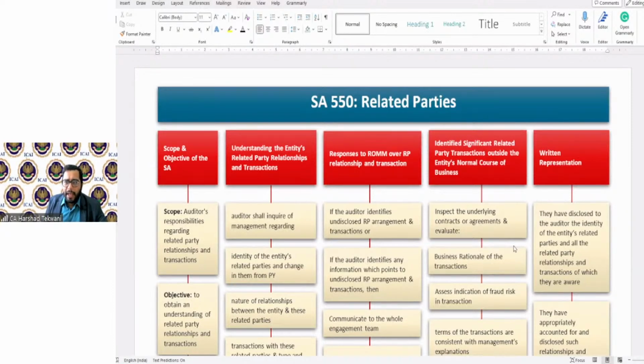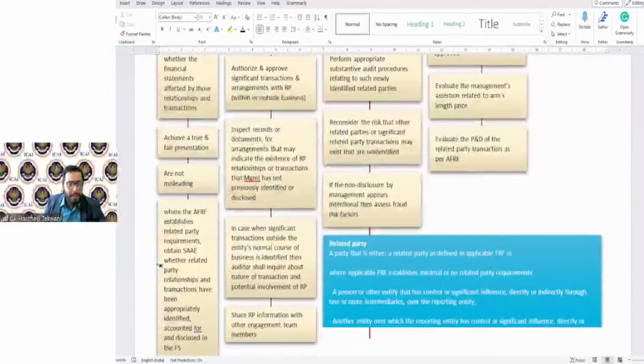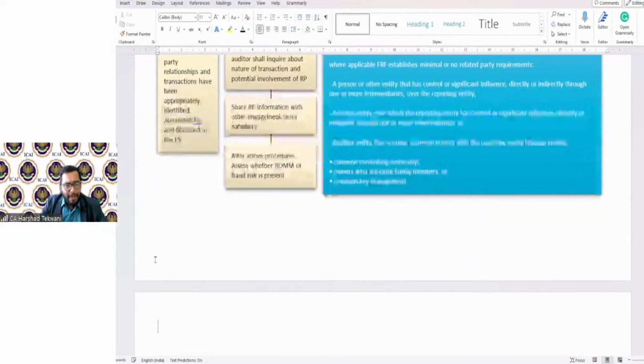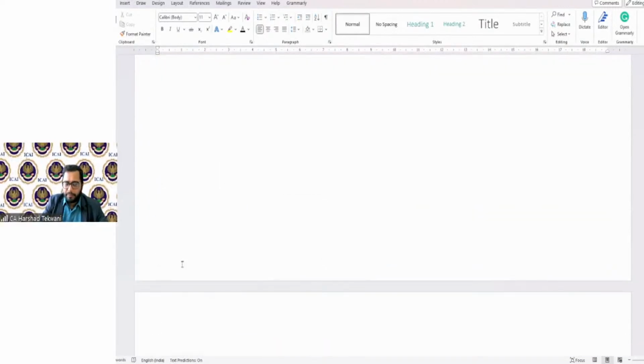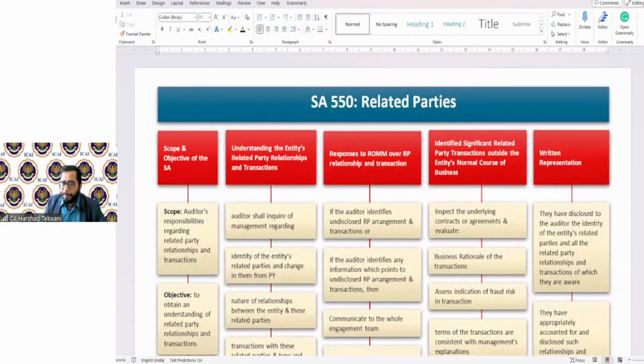Very important standard again, very critical one, because in most of the entities as of now, you will see related party transactions. Related party transactions are present everywhere. So let's understand this particular standard, how it works.